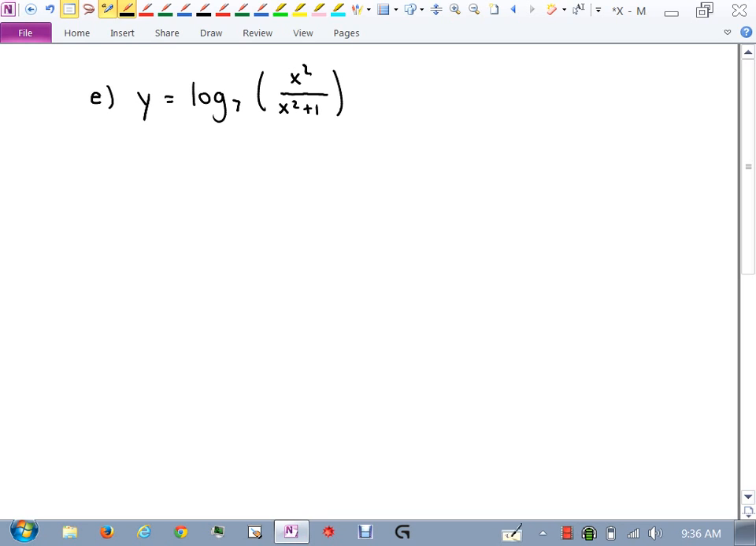All right, so this is very similar to the last problem. I can look at y as being log base 7 of something, call it u. So the derivative of that will be 1 over u ln 7 times u prime. And then I need to determine what u was. U was x squared over x squared plus 1.